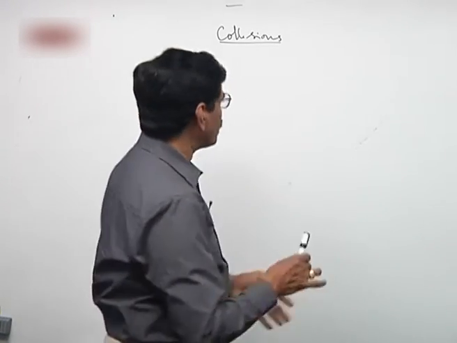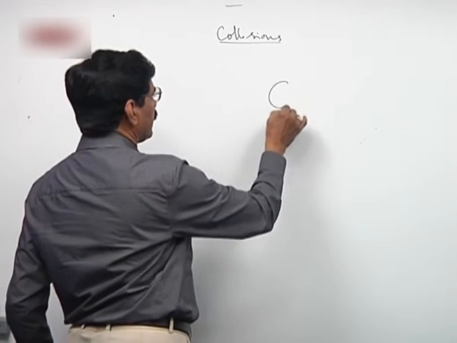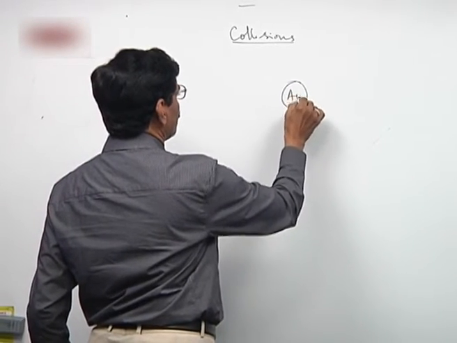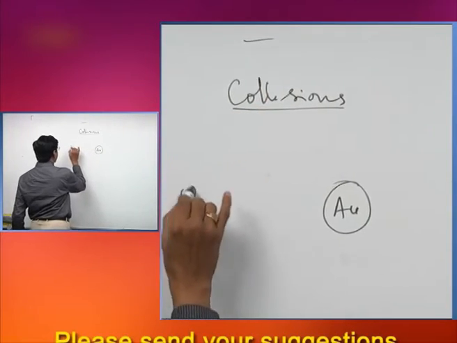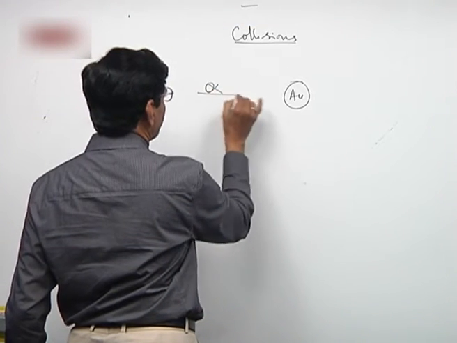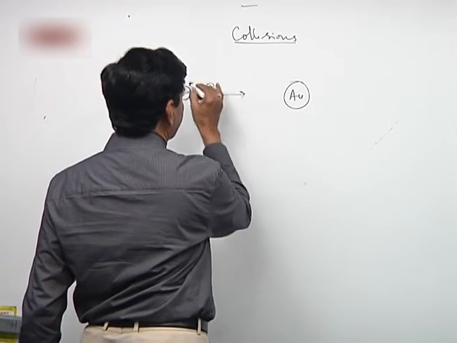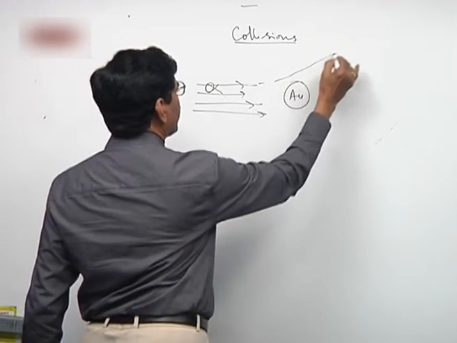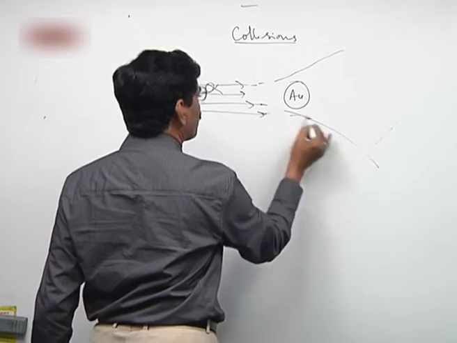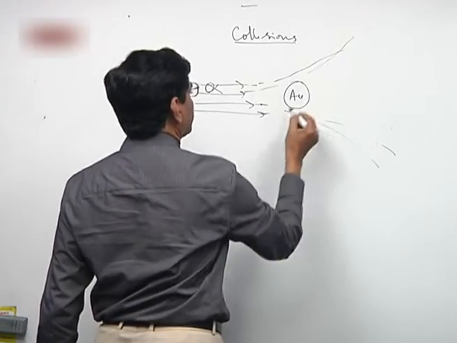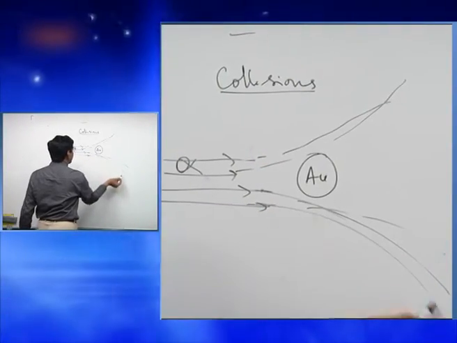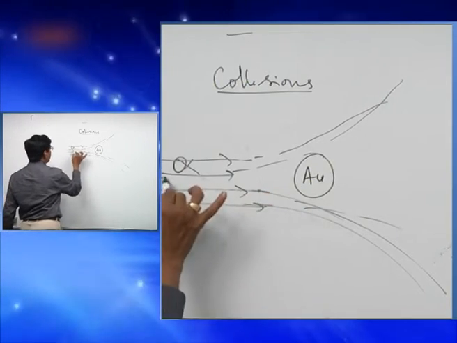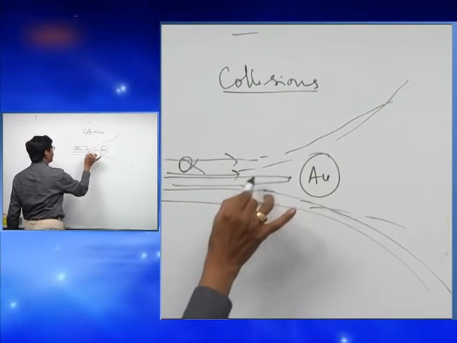Event before, event after, we have clear demarcation. If you consider this as the gold nucleus and the alpha particle is approaching like this, the alpha beam will go in different directions like this. Therefore, 1 in a million alpha particles may be turning back.